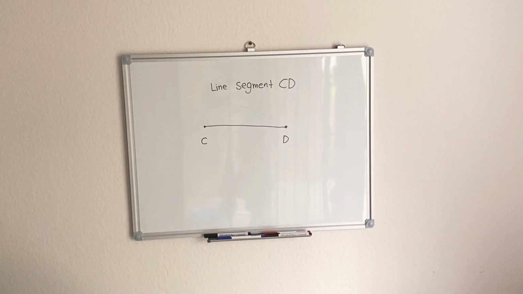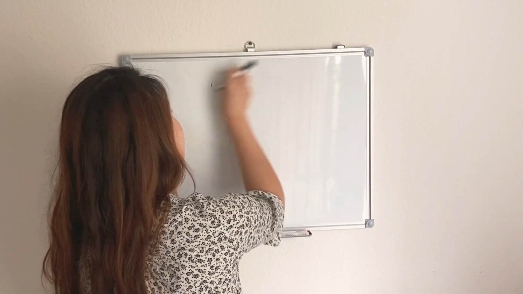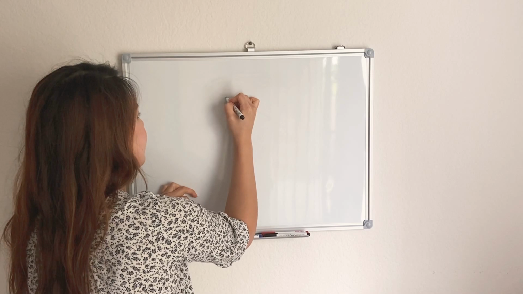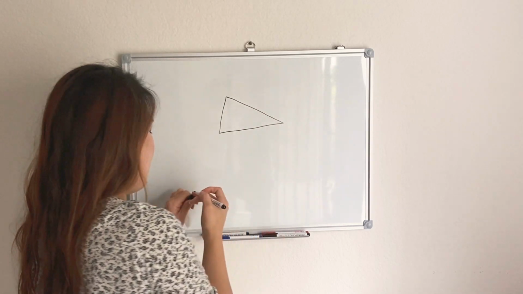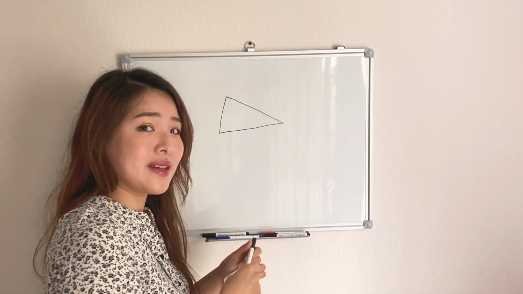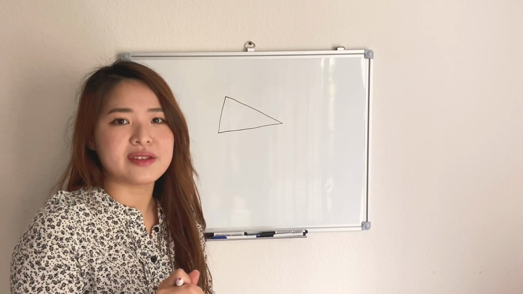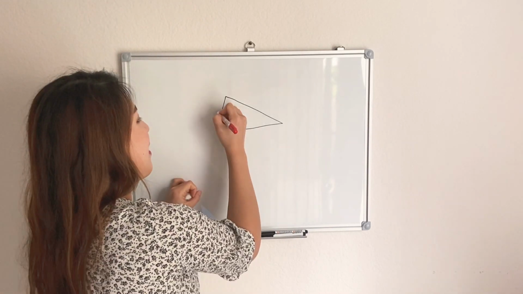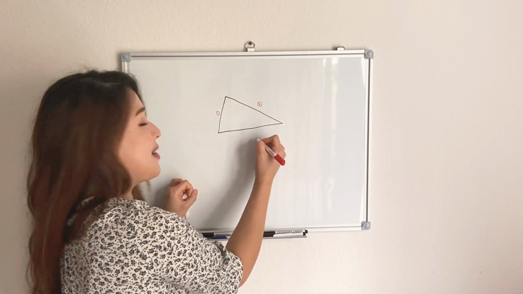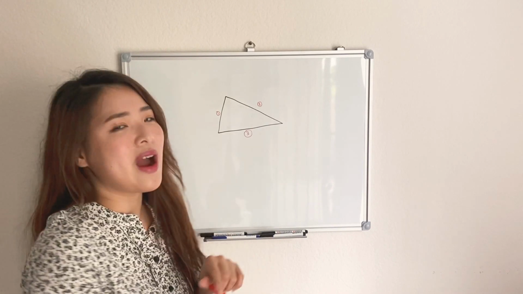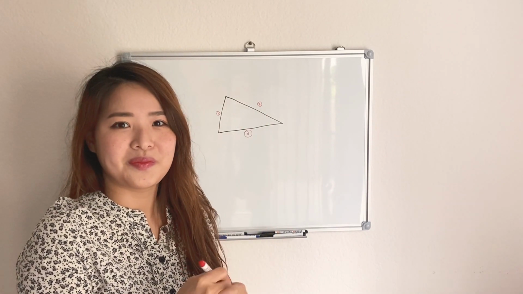Now let's move on to another lesson. In this figure, how many lines do we have? In a triangle, how many lines do we have? We have, count with me, 1, 2, and 3. So in a triangle, we have 1, 2, 3 lines. Okay?